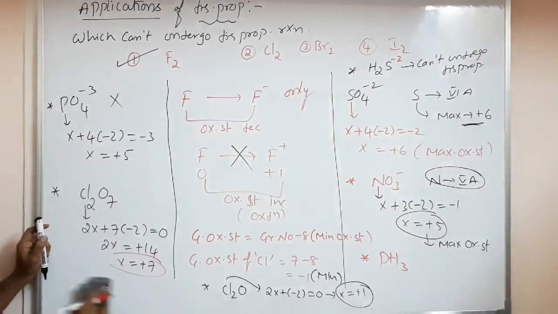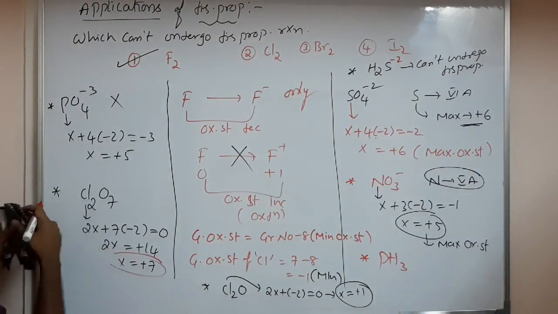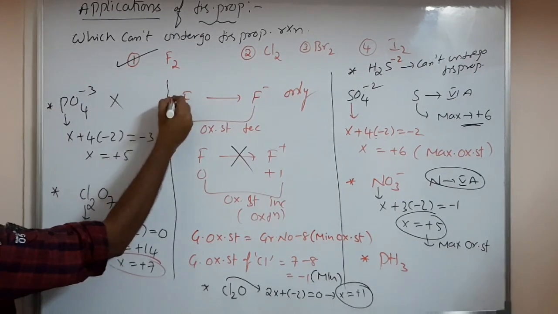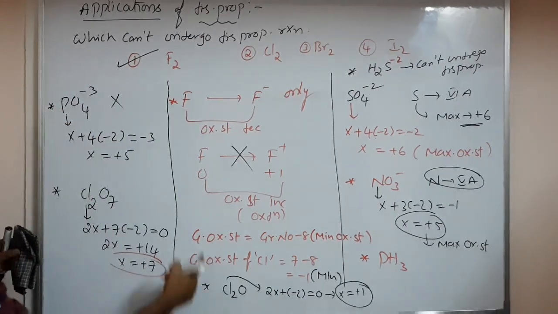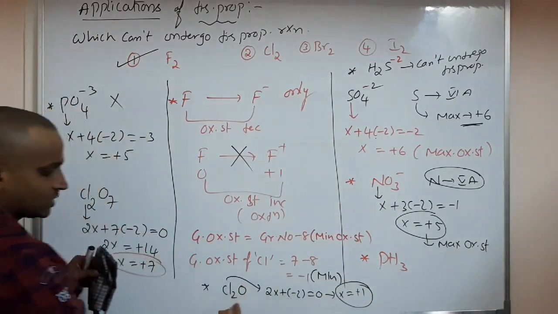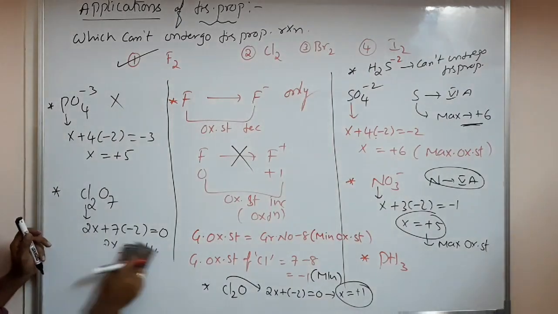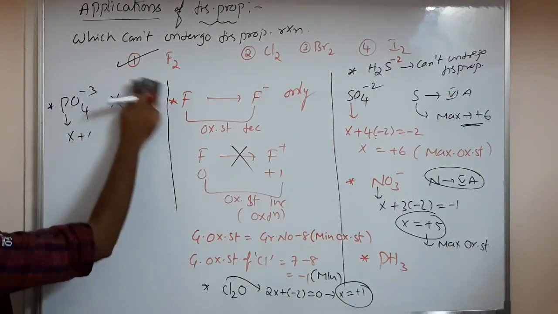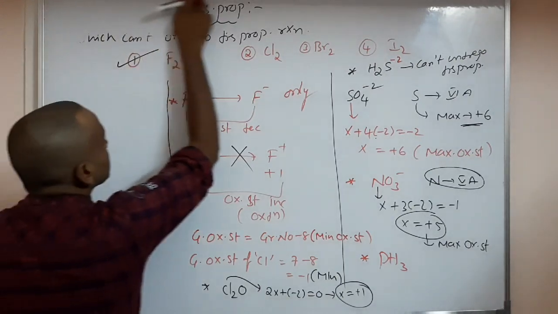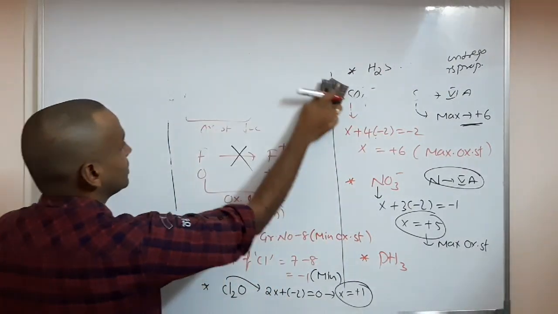Hope you understood. If you still have any doubt, please ask me, and take a screenshot and write down all these examples, the star examples 1, 2, 3, 4, 5, 6, 7 and Cl2O, which I gave, which can undergo disproportionation reaction. Hope you understood these applications, which are very, very important for us.